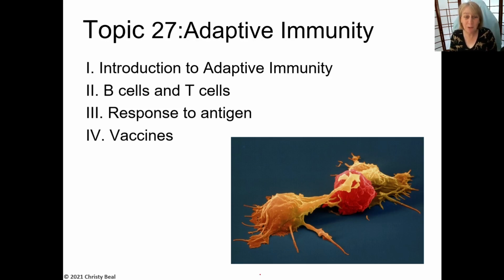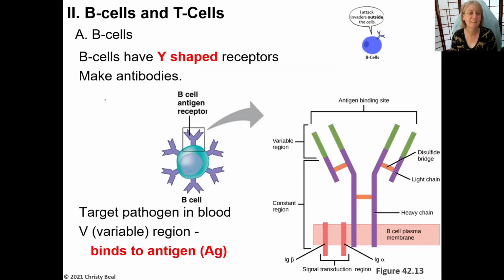Good afternoon. Welcome back. This is part 2, B cells and T cells in adaptive immunity. I just want to go over some similarities and differences. You're going to make a table from this. I'd like you to compare and contrast B cells and T cells. So I kind of played it out for you.